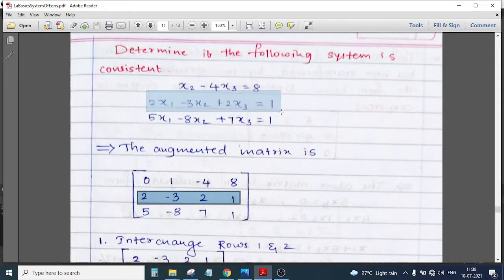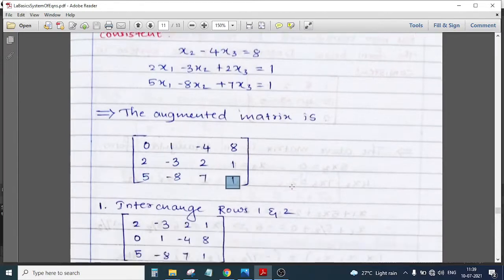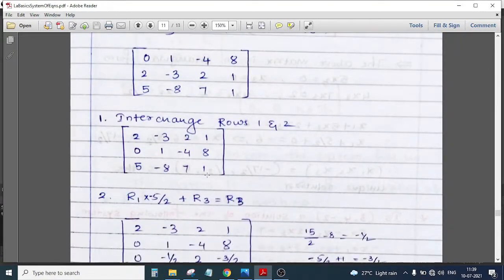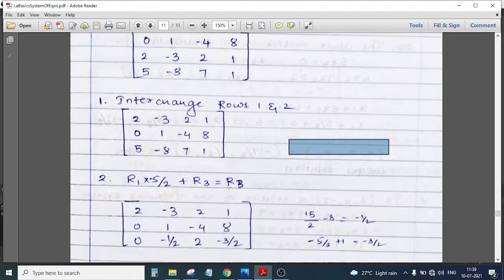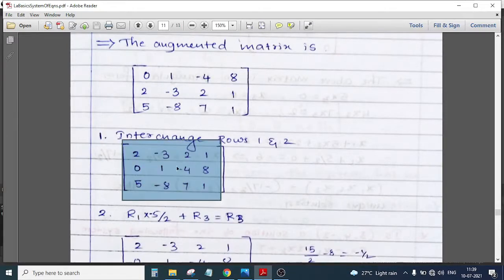You can observe here it is from this equation, that is 2 for x1, minus 3 for x2 and 2 for x3, and 1 is the constant. Similarly, the third equation, which is 5x1 minus 8x2 plus 7x3. So 5 as it is, minus 8, 7 and 1. Okay. Now, the new thing which we will be trying to do now, we will not be writing the corresponding equations at the side here. We will just deal with our matrices. We already know these are nothing but equations. If we write the coefficients, they become equations.